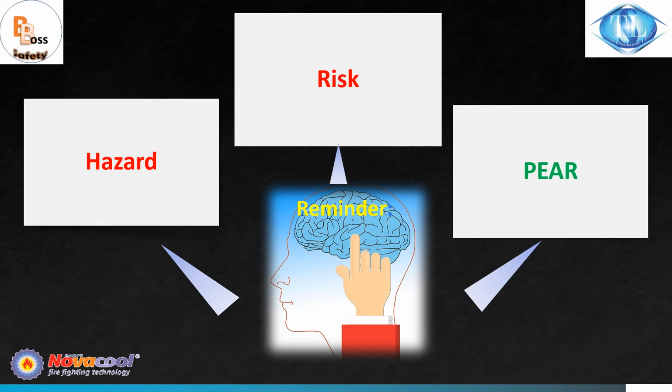Okay, let's start. As usual, we start by reminders of things that we need to know in order to make sure we are familiar with the terminology that will be used during the module. The three reminders today are hazard, risk, and pair.